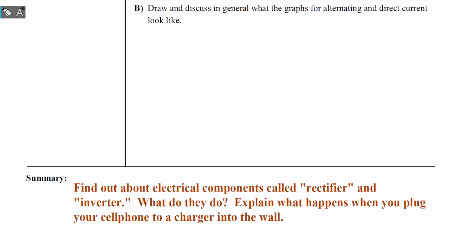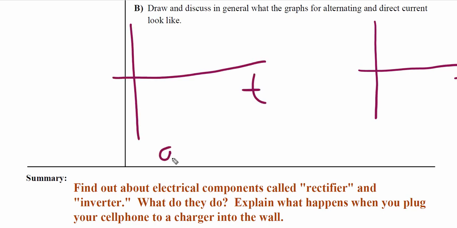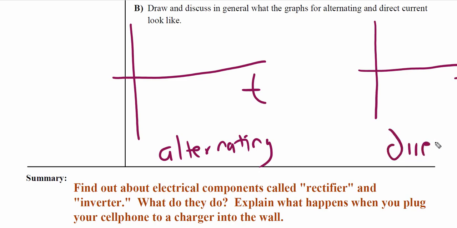Let's talk about what these things look like. I'm going to call this x-axis time. This is going to be alternating current, and this is going to be direct current. For direct current, I just have a straight line, and this straight line is a magnitude. It could be in the positive or the negative y, but we're just going to do magnitude, the absolute value. It has a strength. So direct current looks like this, just straight.